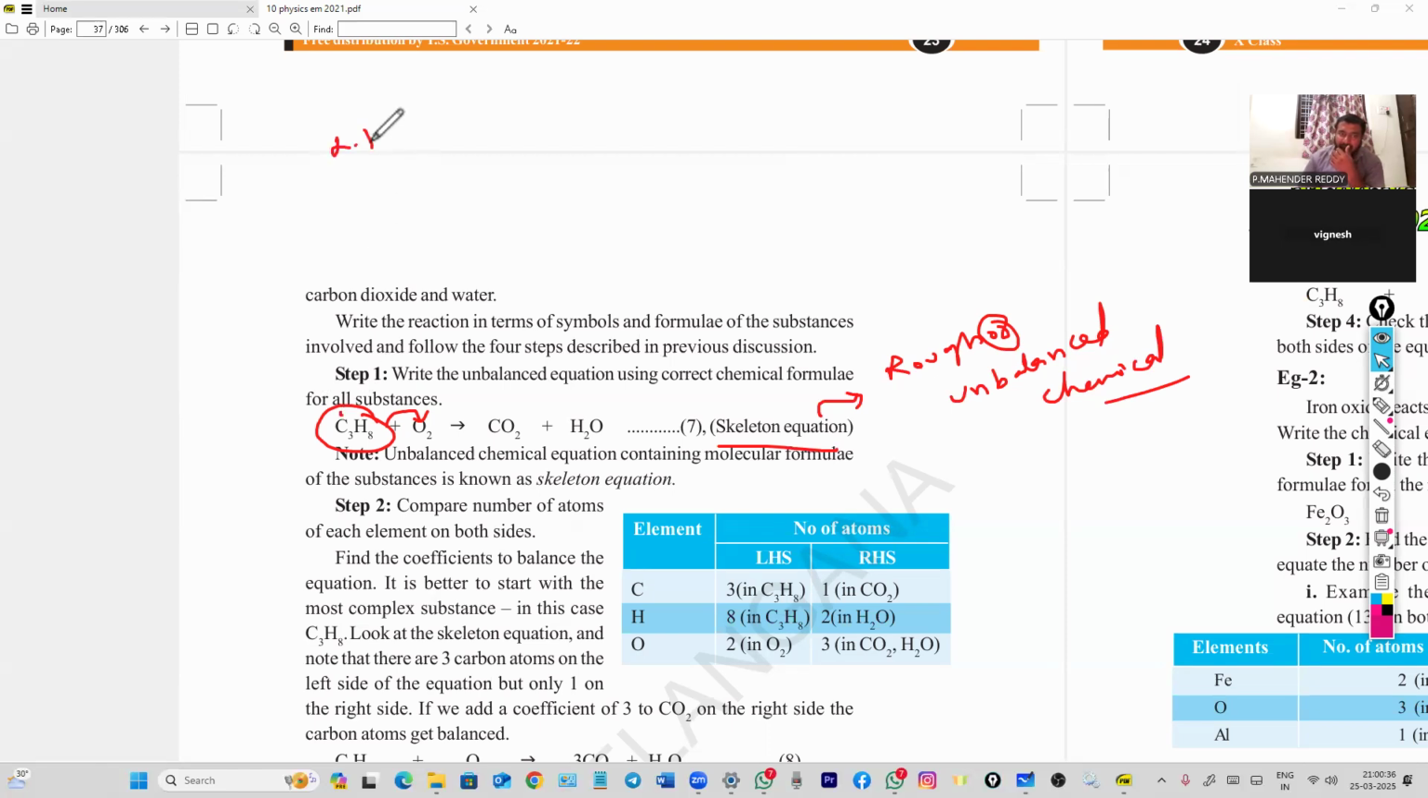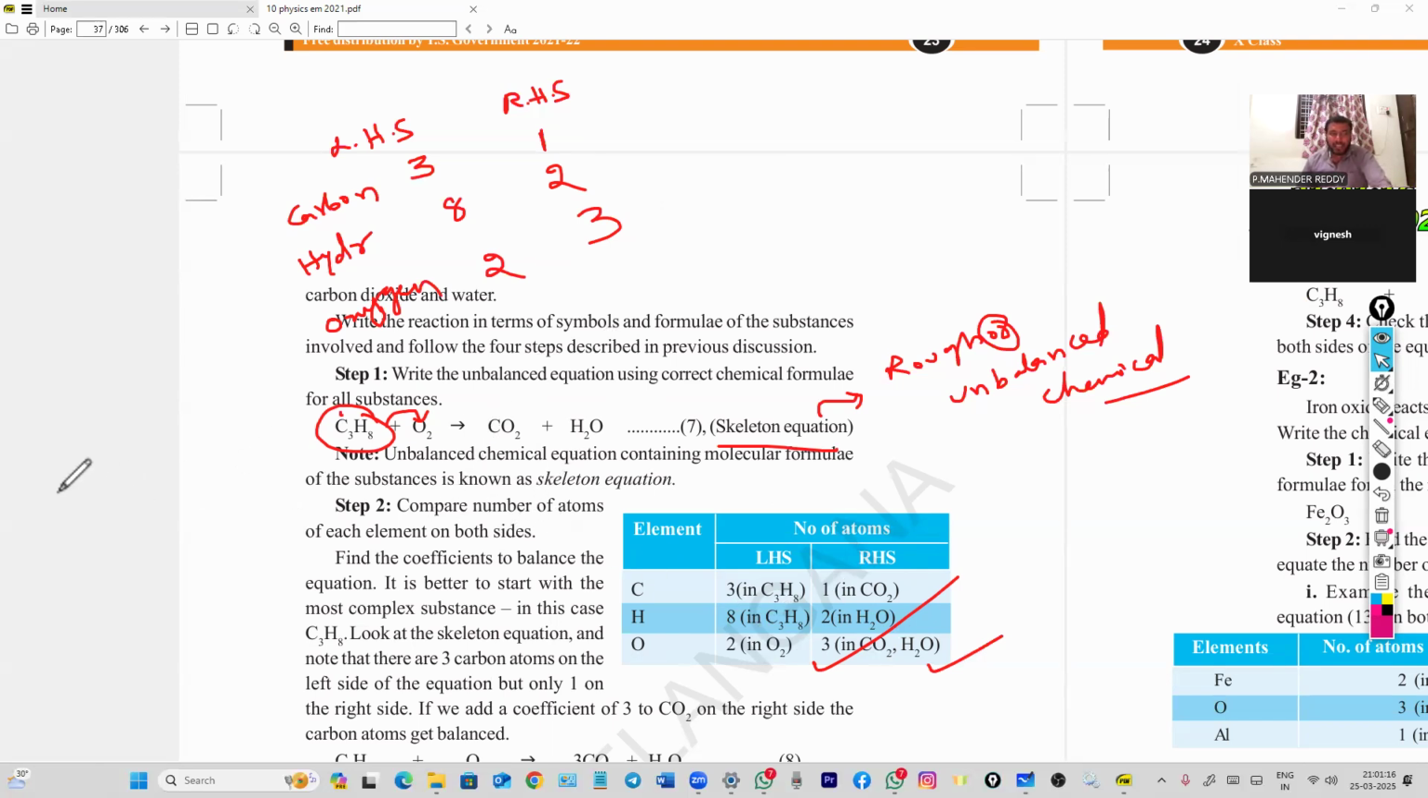Here 3 carbons are there. Left hand side, how many carbons? 3 carbons. Right hand side, 1 carbon is there. Left hand side, how many hydrogens? 8 are there. Right hand side, how many? 2 only. Left hand side, how many oxygens? 2. Right hand side, how many oxygens? 2 plus 1, 3 oxygens. This is only written here: 3 in C3H8, 1 in CO2, 8 in C3H8, 2 in H2O, 2 in O2, 3 in CO2 and H2O.